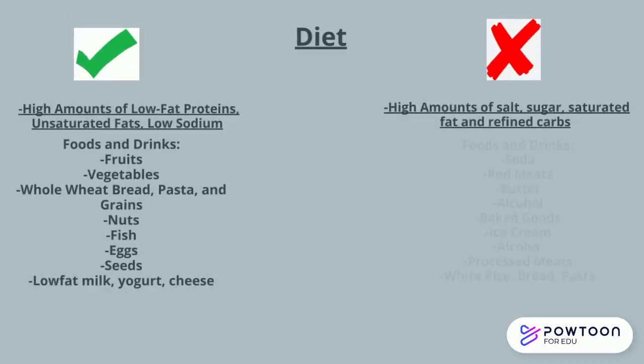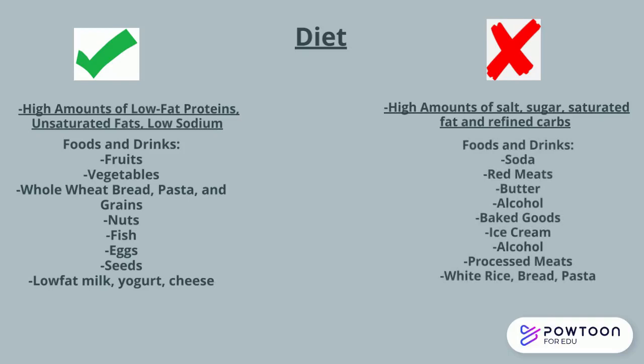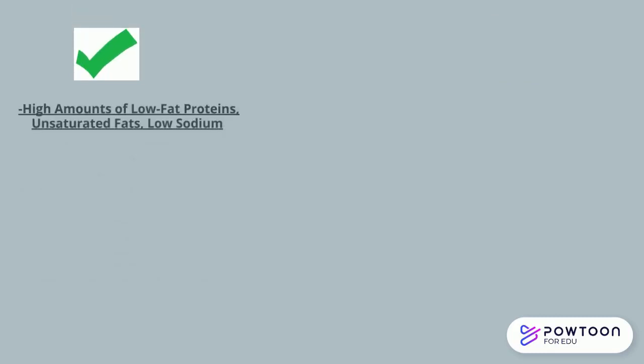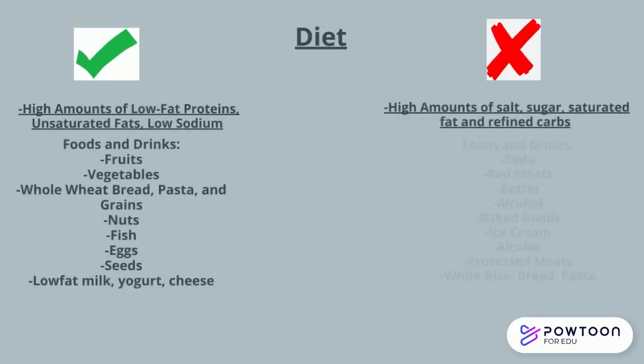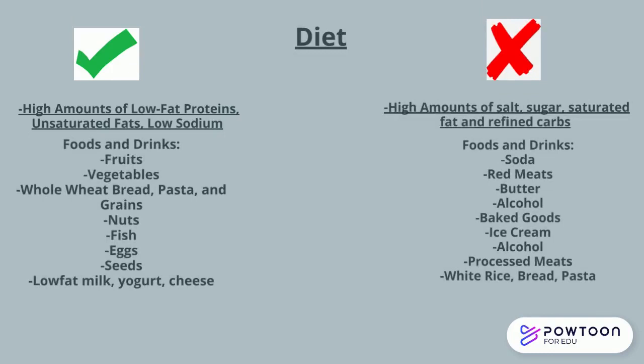Food-related risk factors include high blood pressure, obesity, diabetes, and a diet high in saturated fats. A low sodium and low saturated fat diet can reduce the risk of developing heart disease. Also, high amounts of protein and high fiber are important in your diet. A diet should avoid high amounts of salt, sugar, and refined carbs that are in food and drink.